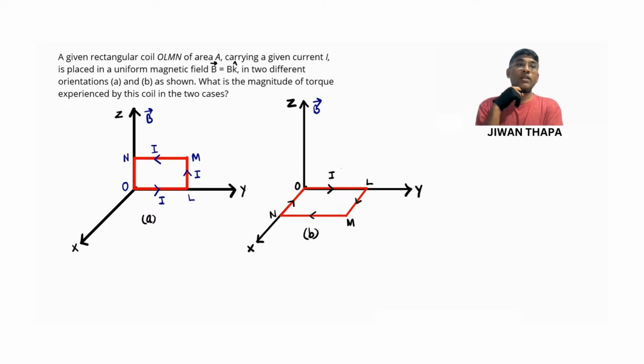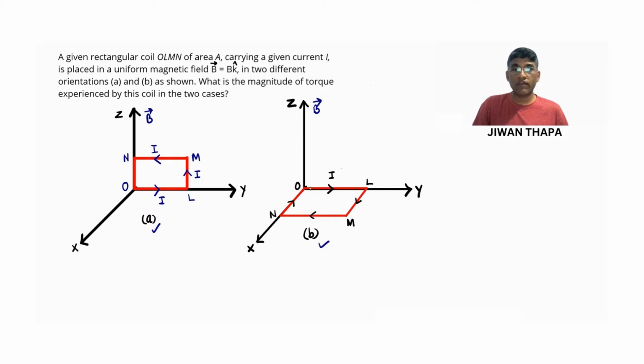A given rectangular coil OLMN of area A carrying a given current I is placed in a uniform magnetic field vector B equals B k cap in two different orientations A and B as shown. So we have figure A and B, and we have rectangular coil OLMN.